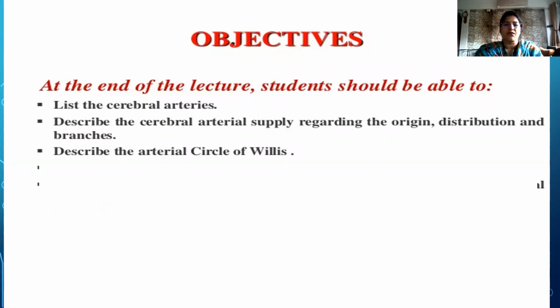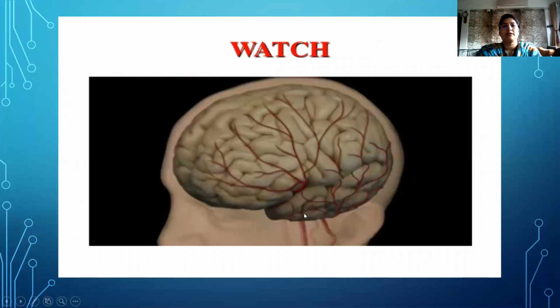The topic Circle of Willis has objectives as follows. At the end of the lecture, students should be able to list the cerebral arteries and describe their origin, distribution, and branches. You have to know the Circle of Willis in detail and its applied anatomy. So let us watch this diagram carefully.